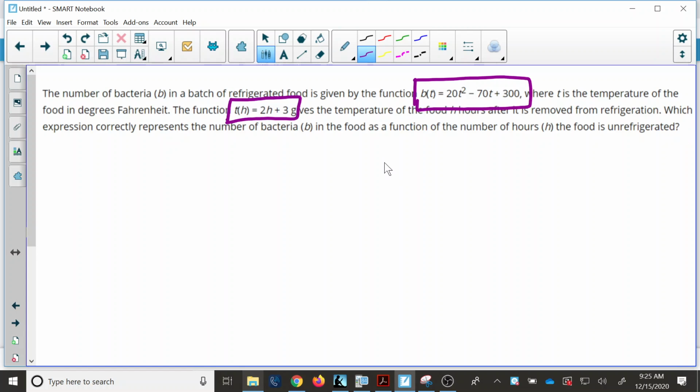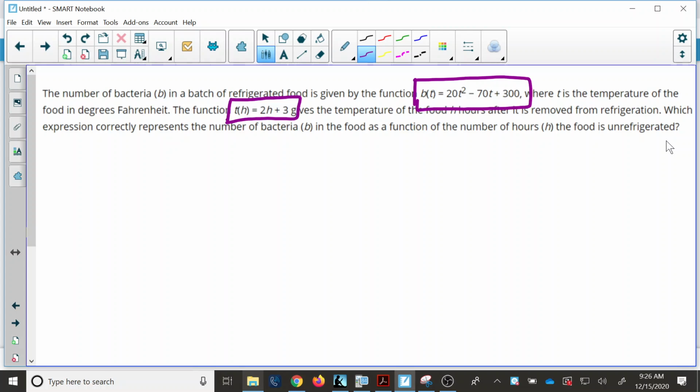The second function gives you the temperature in terms of the hours after it is removed from the refrigerator. So the first one gives you the number of bacteria in terms of temperature. The second one gives you the temperature in terms of the number of hours after the food is removed from refrigeration. Now the question is, can we express a function for the number of bacteria in the food as a function of the number of hours after the food is taken from the refrigeration?